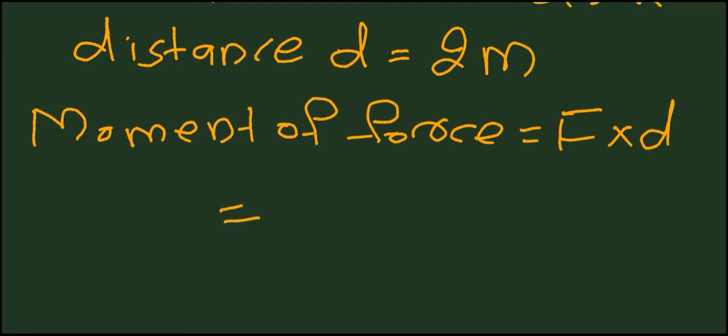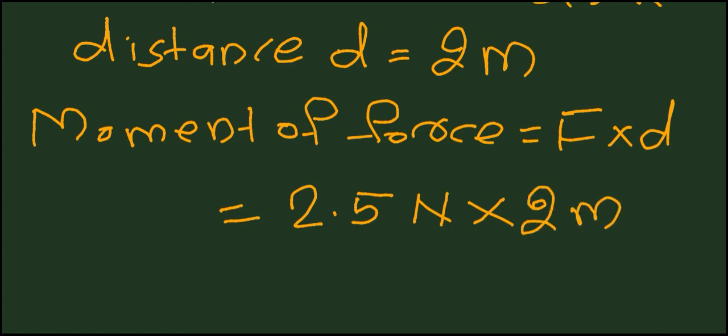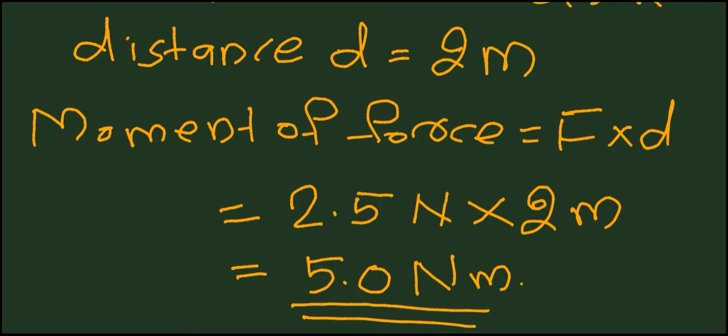Okay. F we know that is given here, that is 2.5 Newton, multiplied by D also given here, that is 2 meter. 25 2s are 50. Then by arranging the point we will get 5.0 Newton meter. Okay, students, this is our final answer.